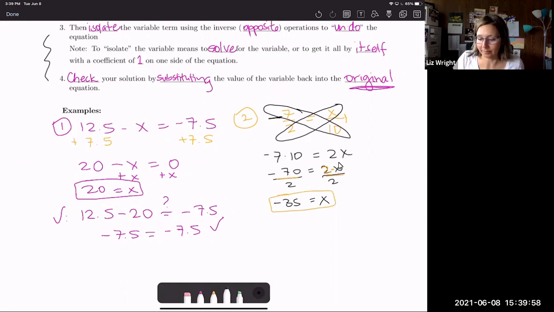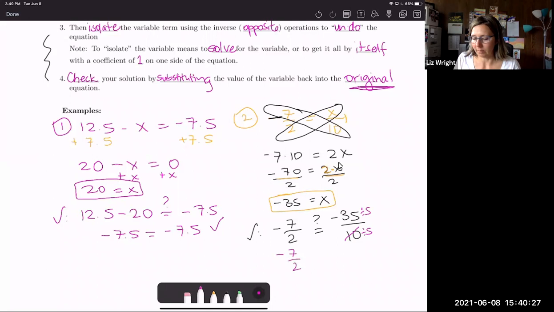All right, now let's check it. So we're going to do negative 7/2. Does that in fact equal negative 35 over 10? Did I do that right? Okay. So let's check. It looks like we can take out a 5 out of both of those. Let's divide by 5. Divide by 5. And then we're going to get negative 7/2 equals, guess what? Negative 7/2. Check. That means this is correct for the fact that that checks out.